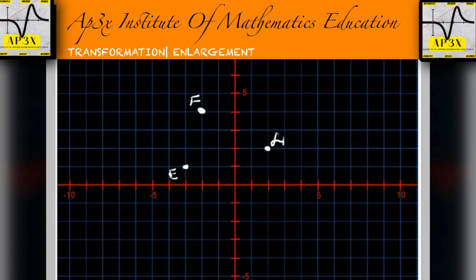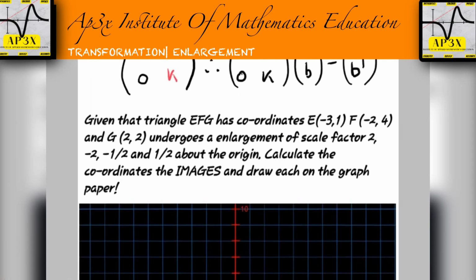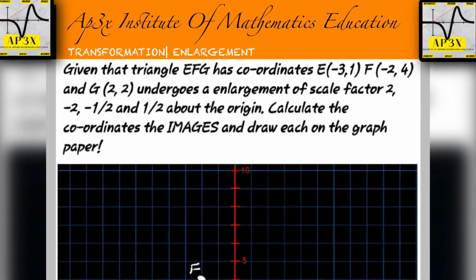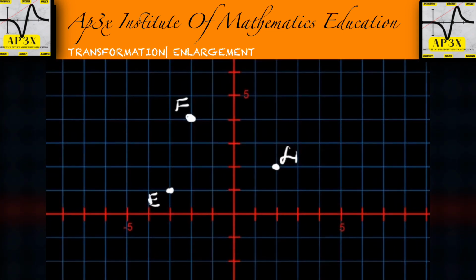All right, let's just confirm what the points are. Okay, so G is 2, 2. And so what we're going to be doing here is connecting these points. So we're going to connect this to this here, then we're going to connect this to this here, and then this to this here.